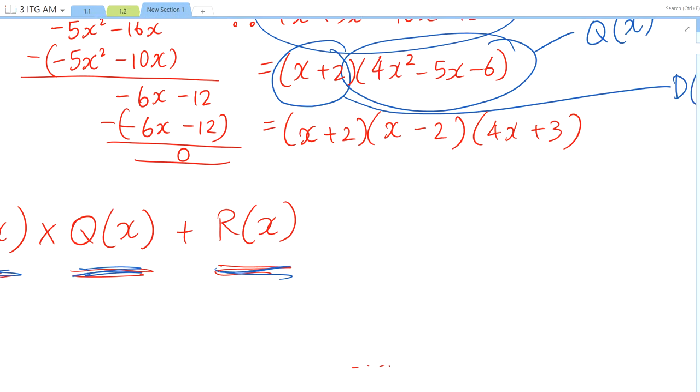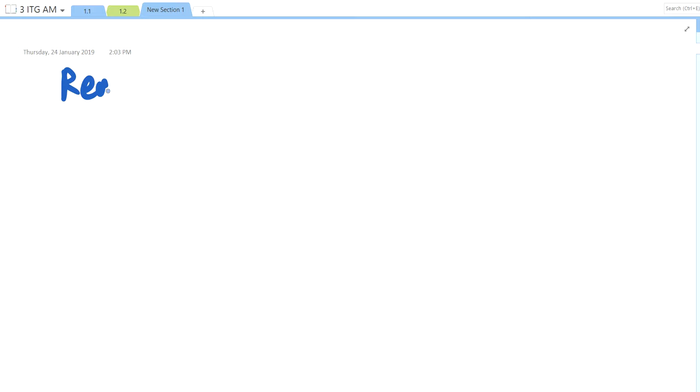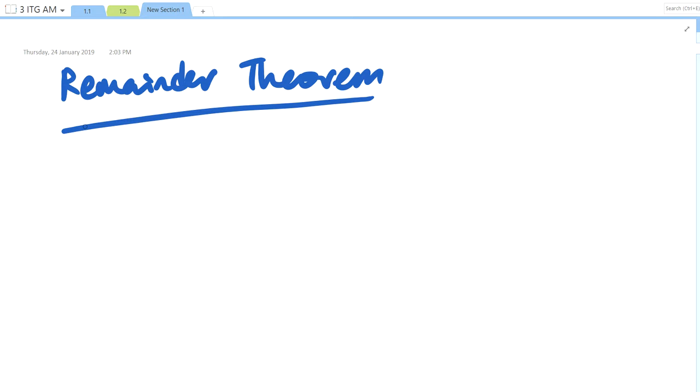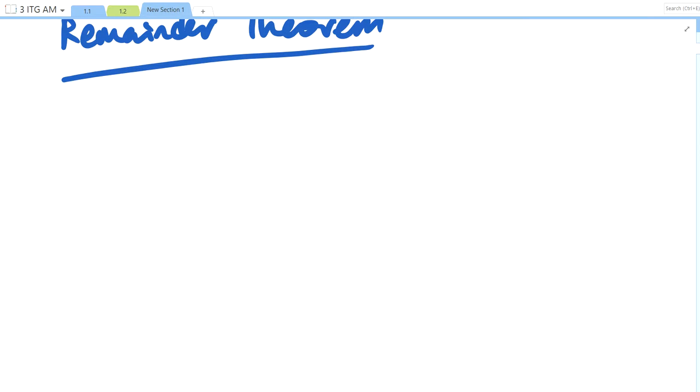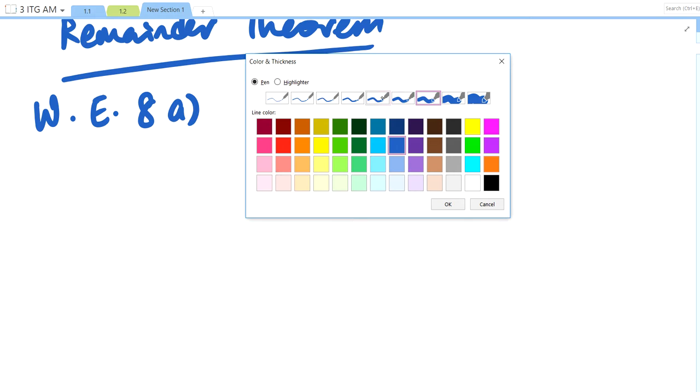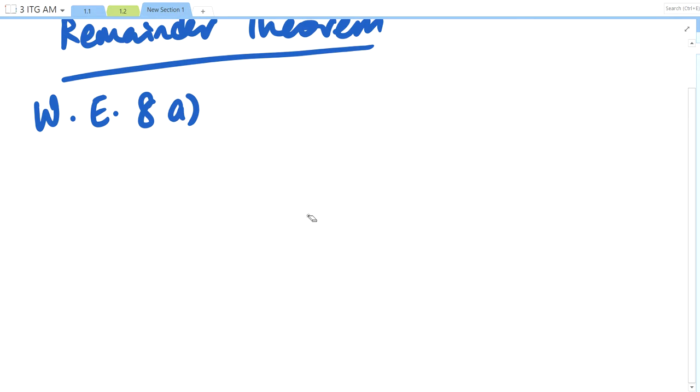Okay, this one is a very exciting one. Remainder theorem. Now, let's take a look at worked example number 8a. Why is the pen so thick? Okay, worked example 8a on page 16. I promise you, it is quite exciting.